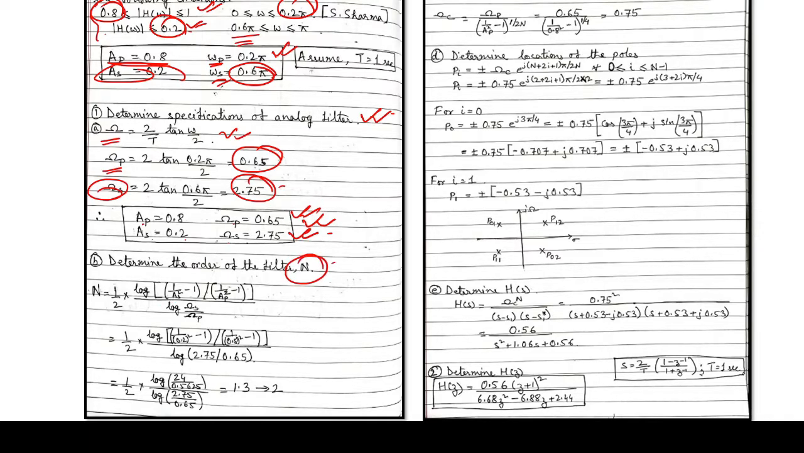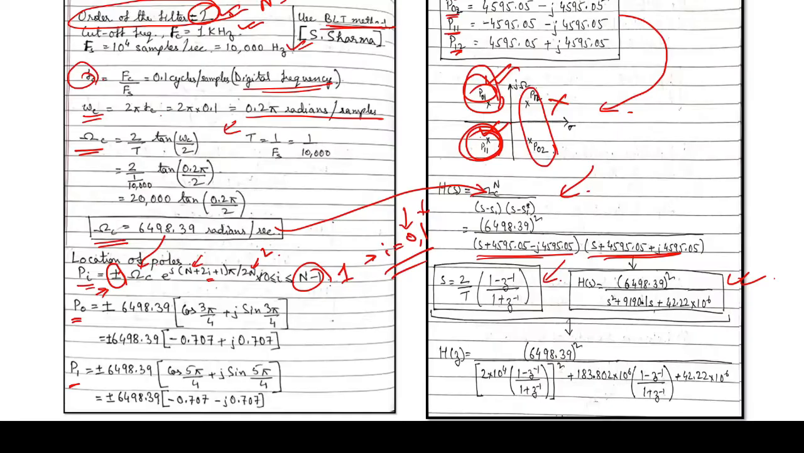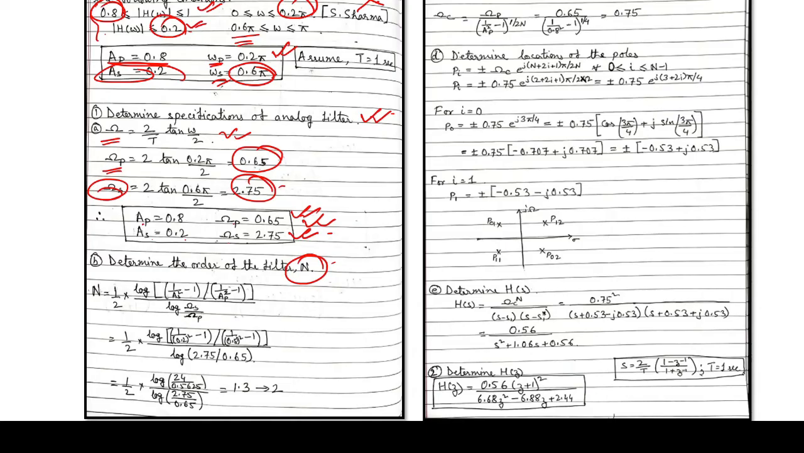Over here, if you see, the order has not been given. In the previous case, we had the order given. However, over here, we have not been given any order. So the order of the filter would be given by 1 by 2 multiplied by log of (1 by AS square minus 1) divided by (1 by AP square minus 1), then divided by log of omega S by omega P.